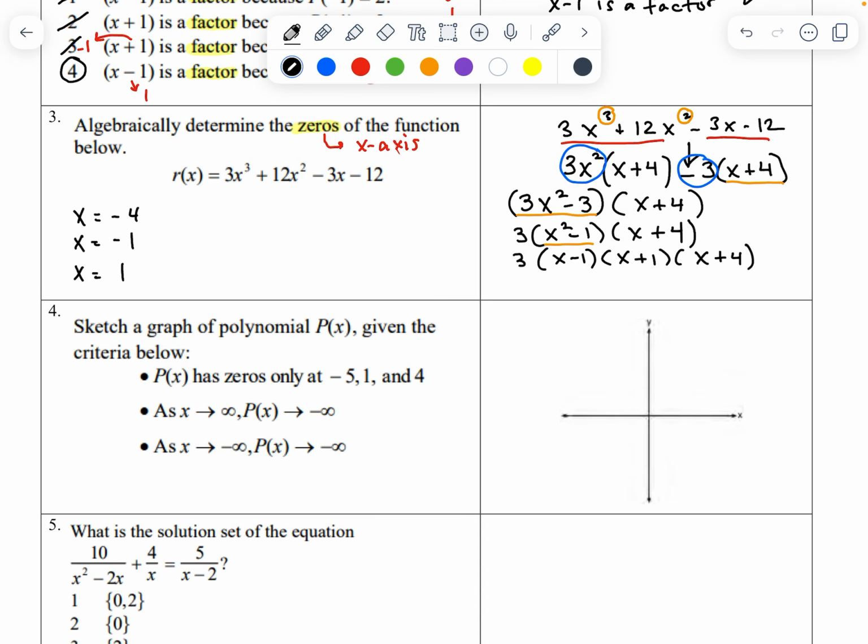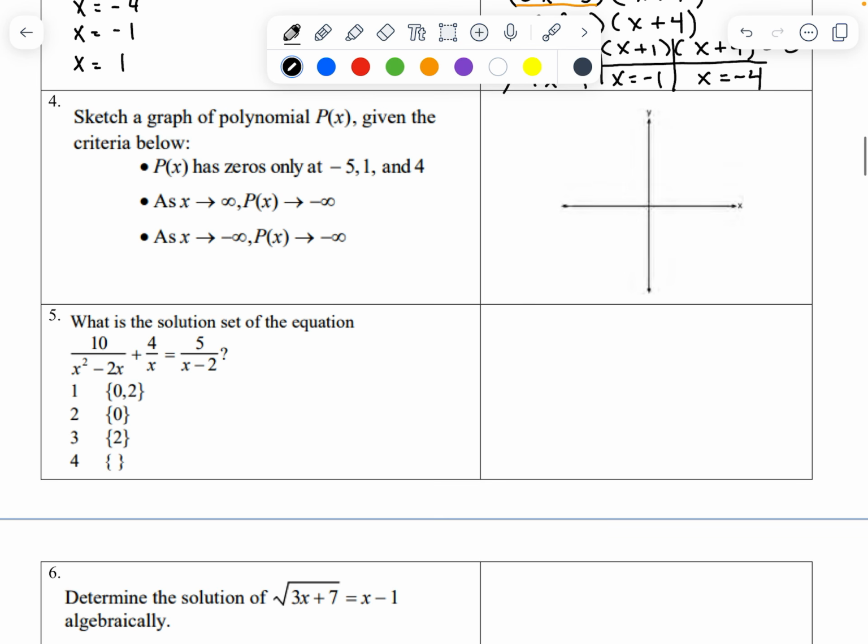Now, because I'm solving, I'm going to split all of these up. This 3 I can kind of ignore because it's not an x. But I have a positive 1, I have a negative 1, and I have a negative 4. And those matched my graph.